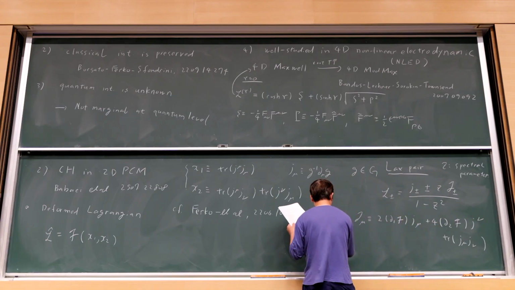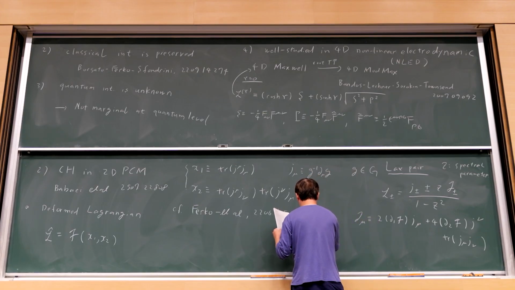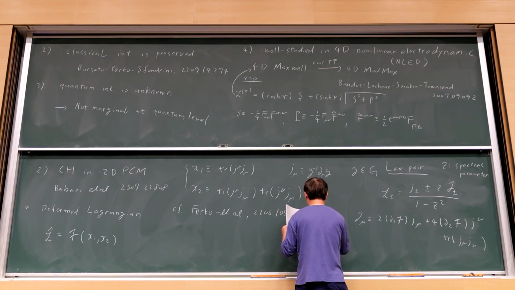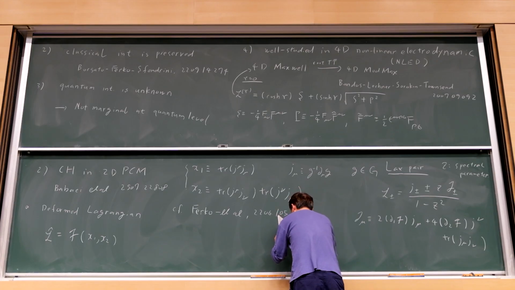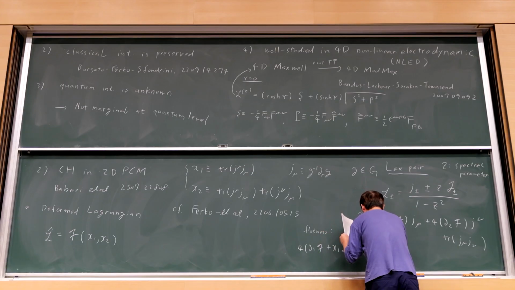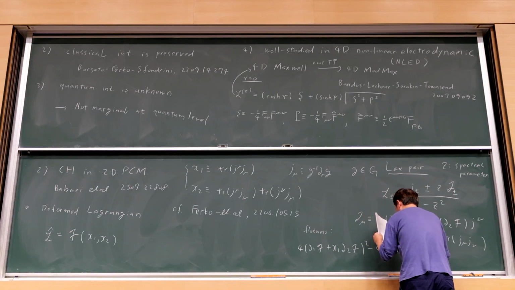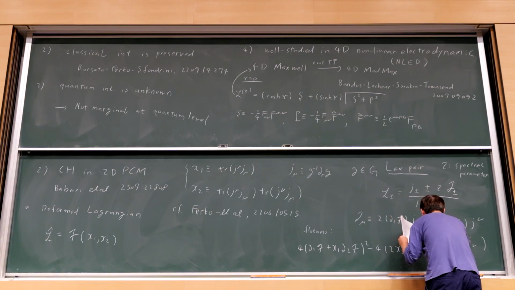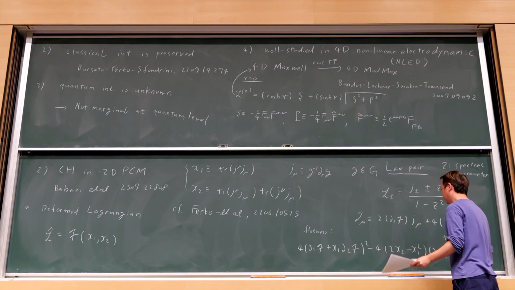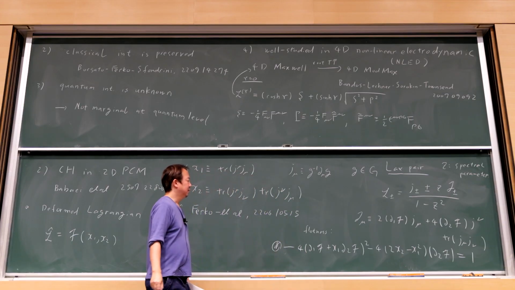Then the flatness, I mean, classical integrability, requires satisfying these differential equations: x1 del 2 F squared minus 4 times 2x2 minus x1 squared F equals minus 1. This is a very important relation.